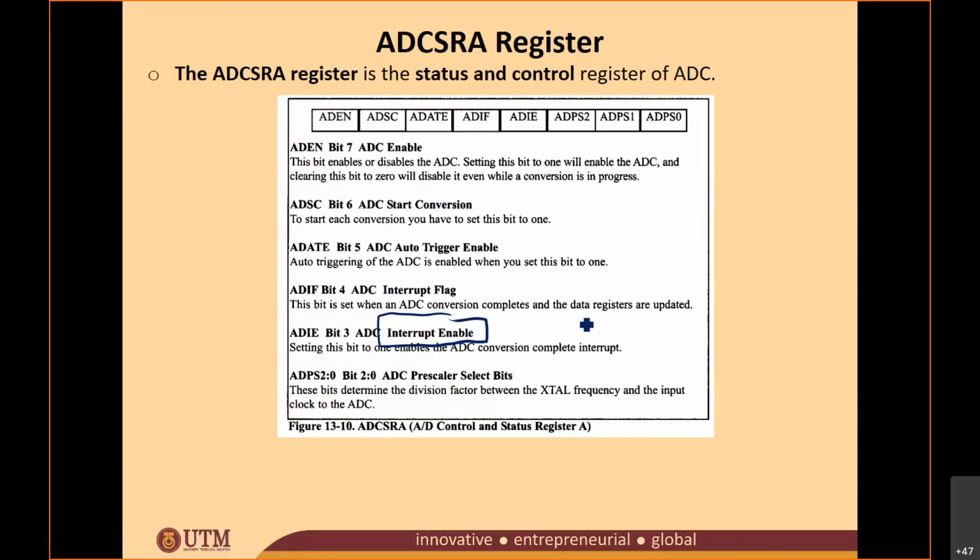For the ADC, actually we have 2 methods. One is by using the polling method, and the second one is the interrupt method. If you are going to use the interrupt method, you need to make this ADIE equal to 1. If you are going to use the polling method, there is no need to set bit 3 equal to 1. So it depends on which method you are going to use to do the ADC conversion. You already learned about the polling method and the interrupt method in the previous module. What is the difference between polling and interrupt?